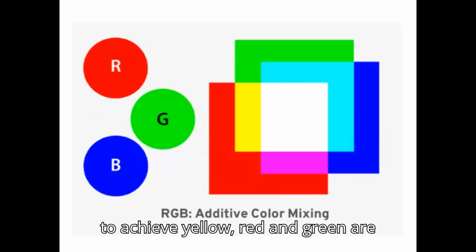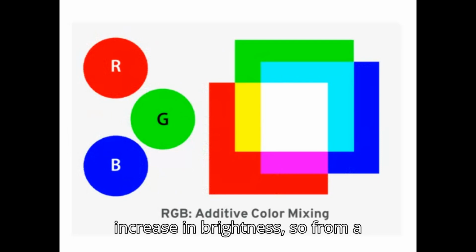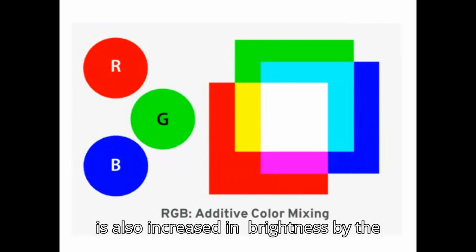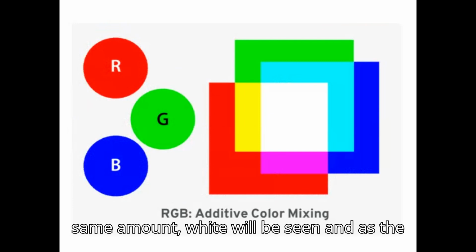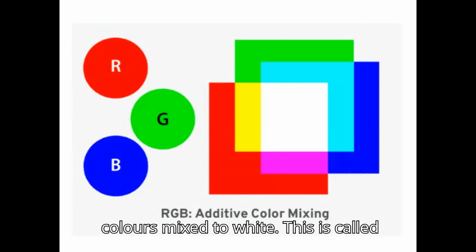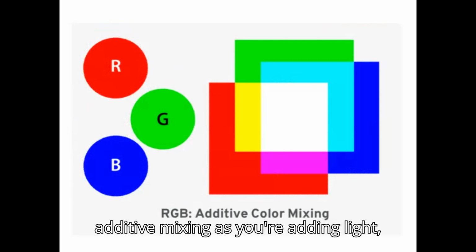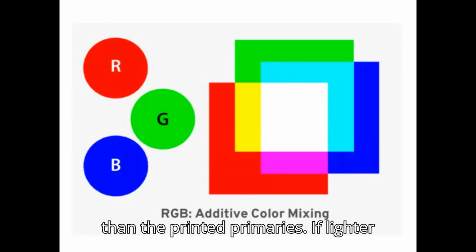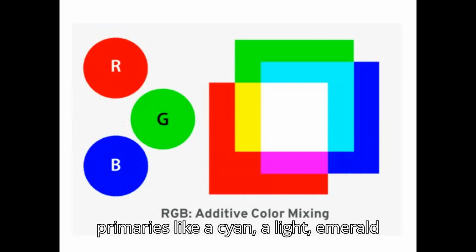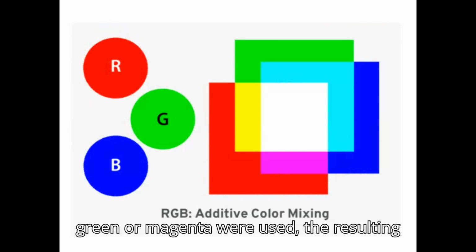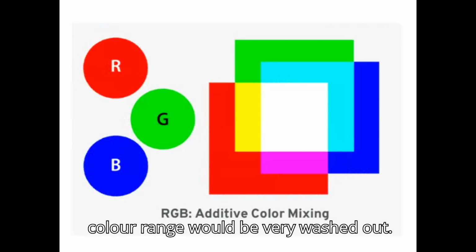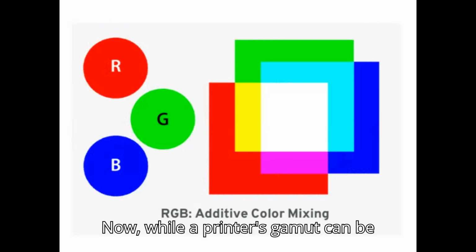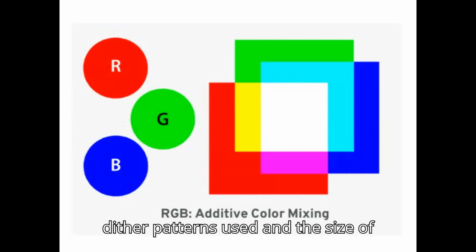To achieve yellow, red and green are increased in brightness, so from a distance you'll see a yellow. If the blue is also increased in brightness by the same amount, white will be seen, and as the colours mix to white, this is called additive mixing, as you're adding light. The monitor's primaries are also darker than the printed primaries. If lighter primaries like a cyan, a light emerald green or magenta were used, the resulting colour range would be very washed out.